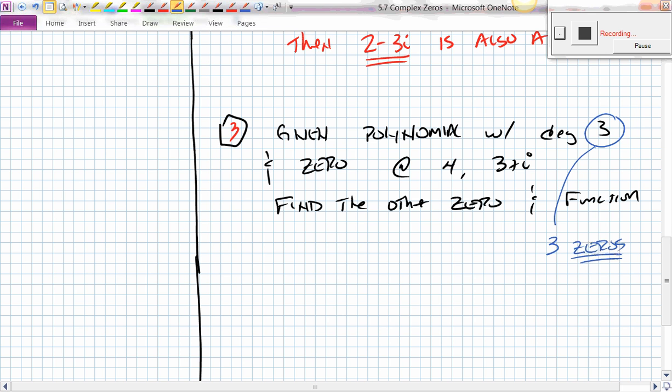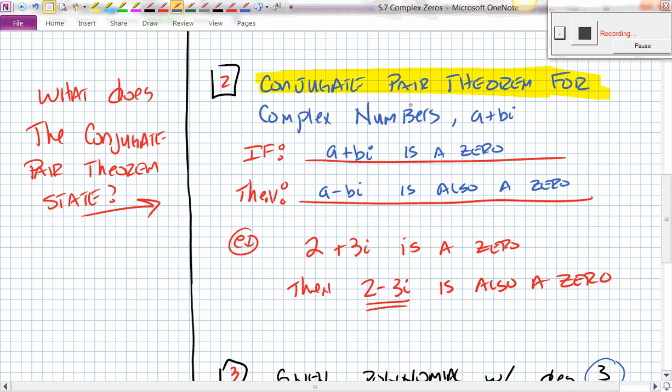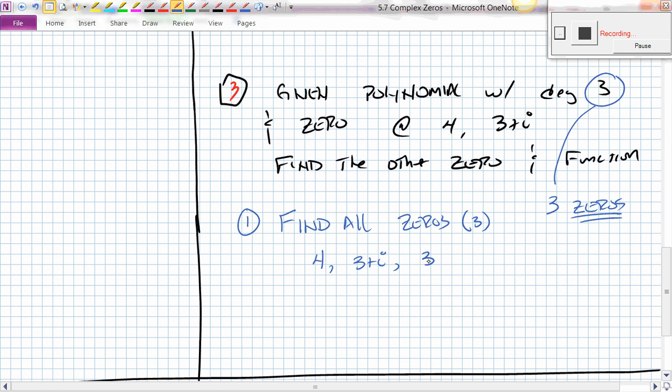So given a polynomial with degree 3 and a 0 at 4 and 3 plus i, can you find the other 0 and then find the function? So step 1 is to find all zeros. And in this case, I know I'm looking for 3 of them because the degree is 3. That's the clue. So I know that 4 is a 0. I know that 3 plus i is a 0. And then based on the conjugate pair theorem, which says right up here, I'm guaranteed that 3 minus i is also a 0. So there are 3 of my zeros.